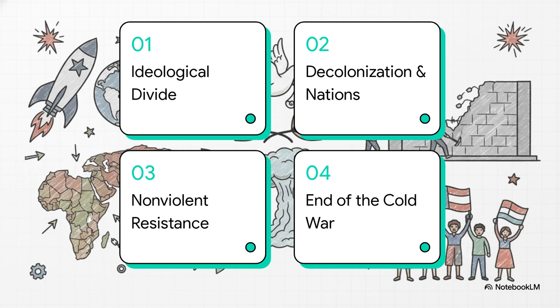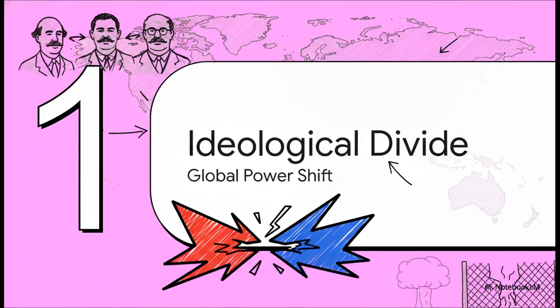Okay, let's dive into this. We're going to digest this 50-year chunk of history by breaking it into four main chapters. First, the global ideological divide. Second, decolonization and new nations. Third, the rise of nonviolent resistance. And finally, number 4, the end of the Cold War. Let's go. Chapter 1. The Global Ideological Divide.